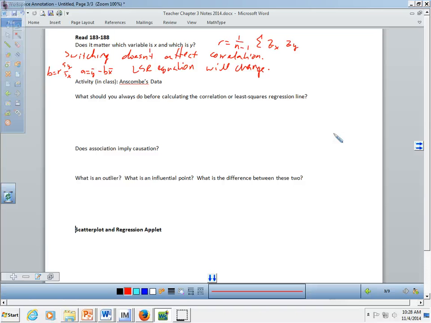Next question, does association imply causation? I don't know, how many times have we said it? Does association imply causation? No. And if you're reading in your book, at the very end of chapter 3, the very end of this section, there's an example where a study once found that people with 2 cars live longer than people who only own 1 car. And if you own 3 cars, then you're going to live even longer, and so on and so forth.